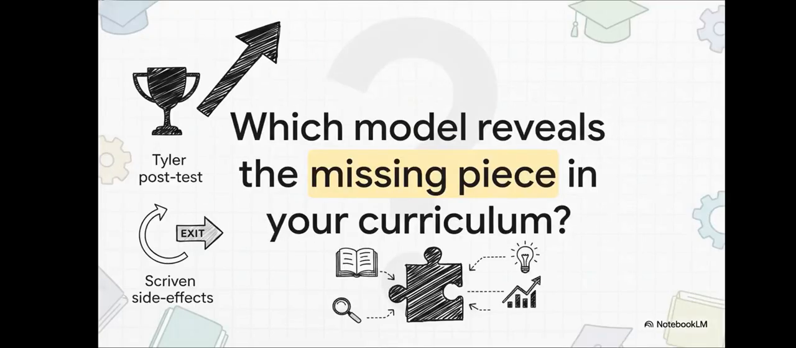I want to leave you with this final provocative thought. Take a hard look at your own teaching, your own district, your own curriculum. Are you leaning too heavily on the Tyler post-test? Are you ignoring the Scriven side effects? Which evaluation model reveals the true missing piece in your curriculum? Take these frameworks, go diagnose your systems, and elevate your classrooms.